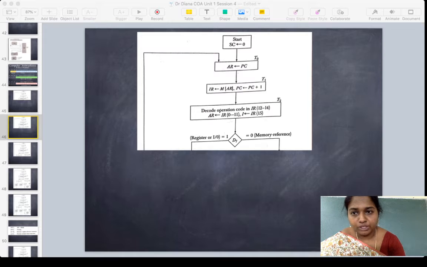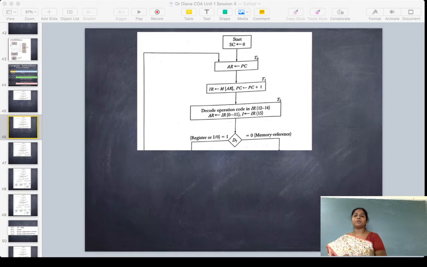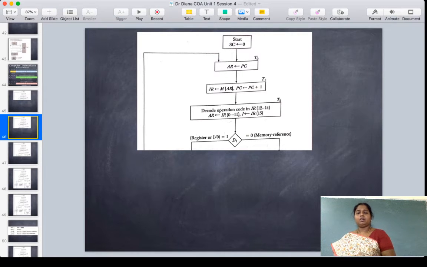It can be an IO instruction. Done. Now what do we do? The next thing is, once I have identified this, I should then look into and find out what exactly is the type of instruction. Whether it is a register reference instruction or an IO instruction, or is it a direct memory access instruction or an indirect memory access instruction.